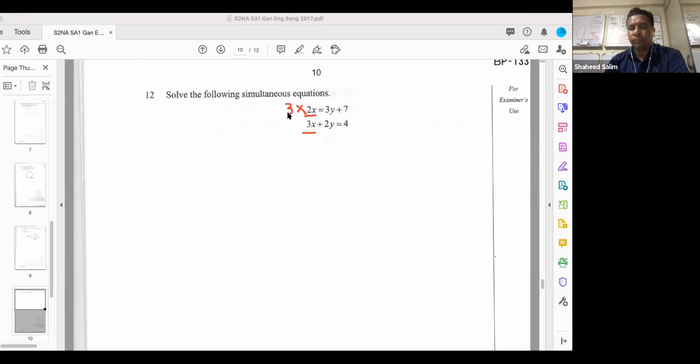Yeah, I can times this side by 3, you know? I get 6. This one I can times by 2. Same times by 2, then I can get 6x. When I get 6x, I can eliminate. See? So now what do I do? 3 times 2x, 6x. This side also must times by 3. 3 times 3, 9y. Plus 7 times 3, 21. So this is equation 1 lah.